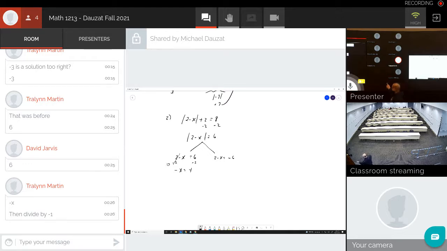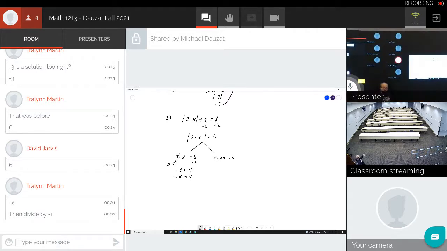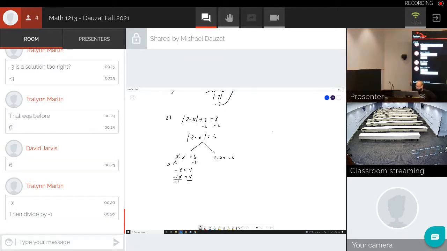Yeah, Trey Lynn said right away divide by negative 1. Because negative x is the same thing as saying negative 1x, right? And so if I want to get x, then I've got to divide both sides by that coefficient. So the coefficient of x is a negative 1, so I got to divide both sides by negative 1.